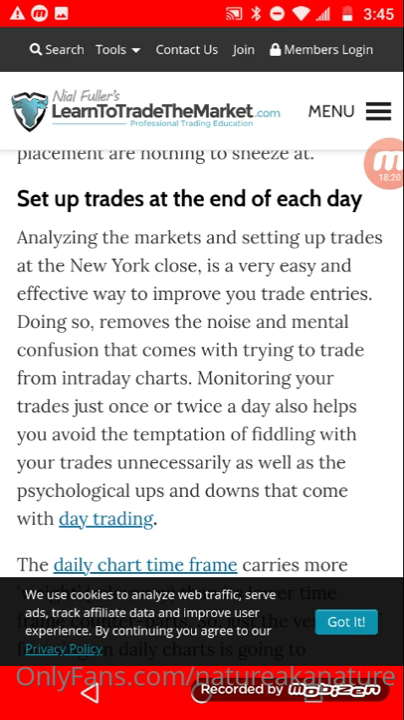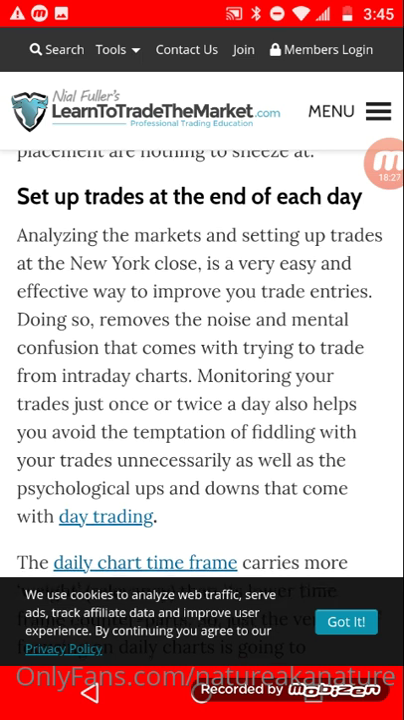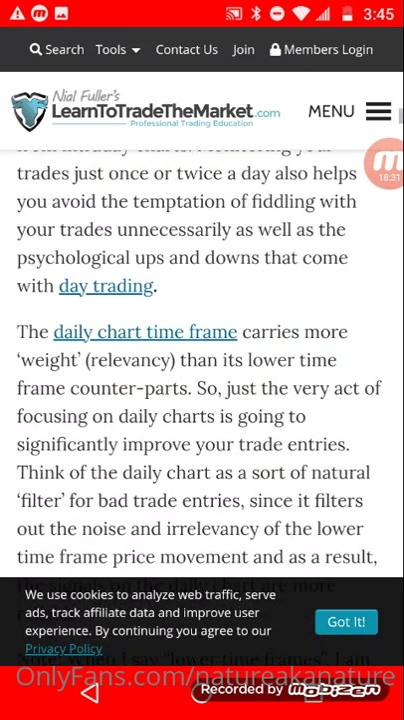So that's another example of how to find entries in the market: at the end of each day, look at tradingview.com, look at the news, look around, use as much as you can. You want to identify the trend, and you want to identify key levels.